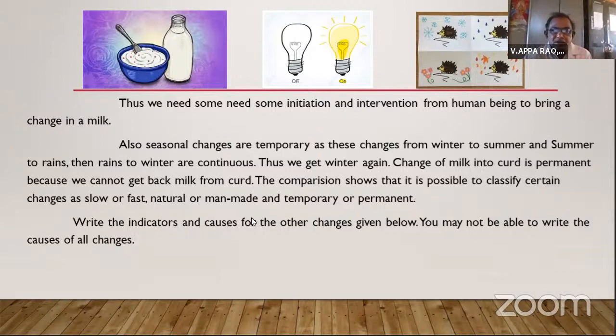Write the indicators and causes for the other changes given below. You may not be able to write the causes of all changes.